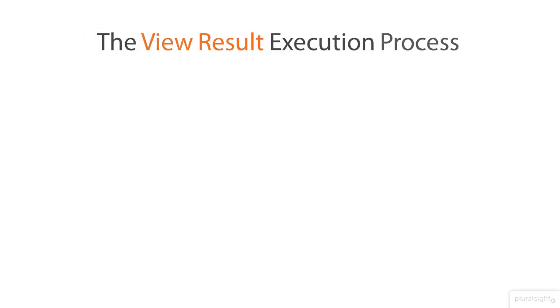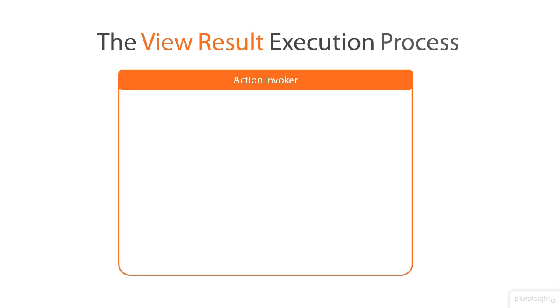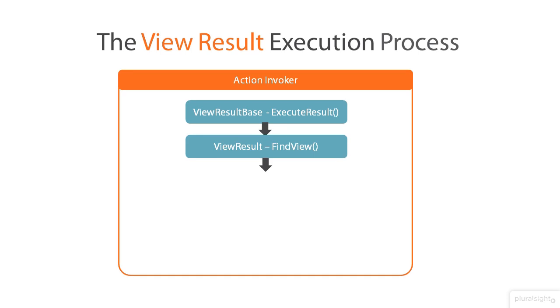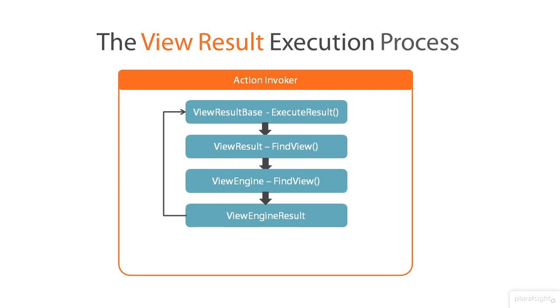Like any other action result, the view rendering process begins when the action invoker calls the execute result method on that object. In the case of view results, the execute result method is actually defined on a parent class called ViewResultBase. So the invoker calls the base class's execute result method, which in turn calls an abstract method named FindView. The child ViewResult class overrides this method and uses it to ask the view engine to find the right view. The view engine returns a view engine result, which will contain either the acquired view or a list of locations that it tried to search for one.